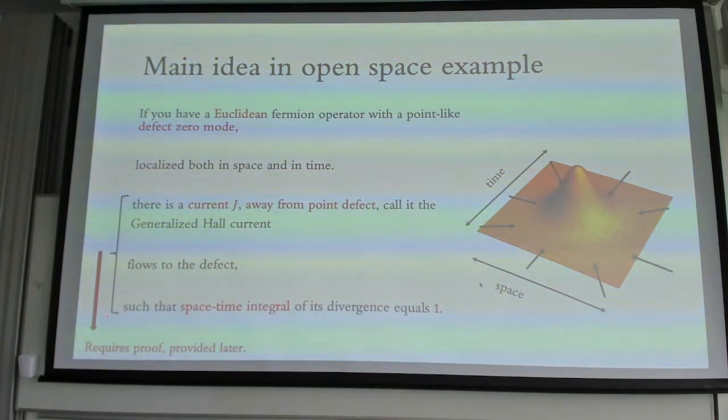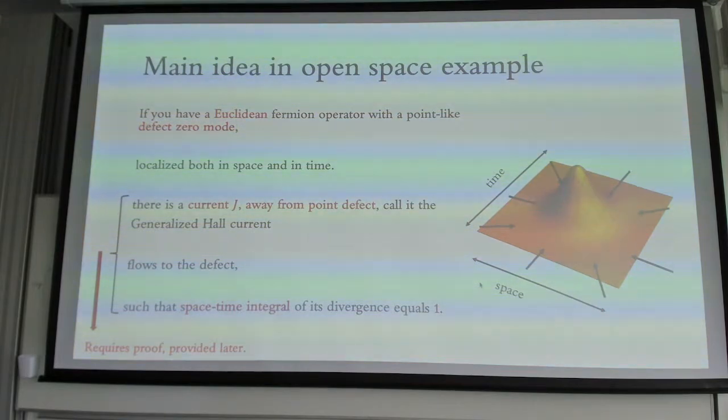So the last 3 lines that I wrote, that there is a current and that its space-time integral of its divergence is 1, this is something that requires proof, and I'll get to it hopefully in the second part of the talk. Can you give an example of a model where this appears?